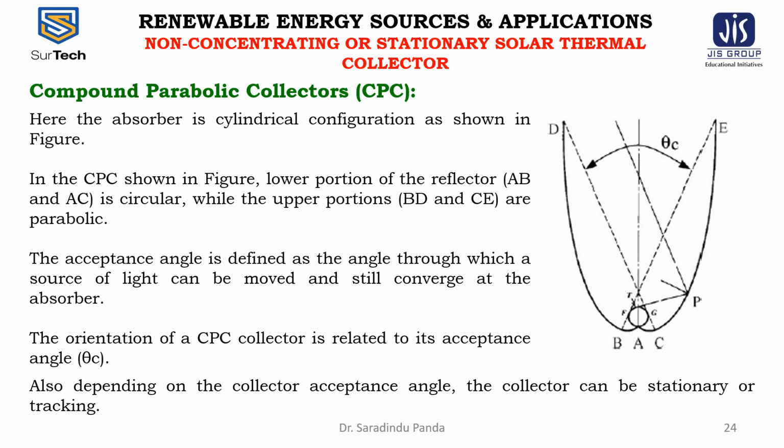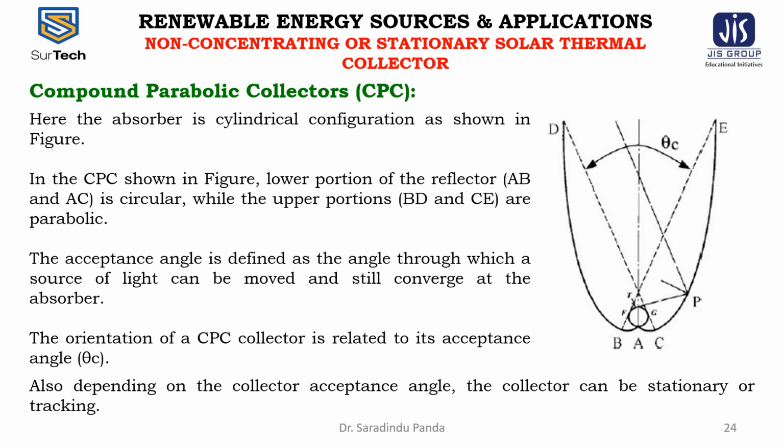In the CPC shown in the figure, the lower portion of the reflector, AB and AC, is circular, while the upper portions, BD and CE, are parabolic. As the upper part of the CPC contributes little to the radiation reaching the absorber, it is usually truncated, thus forming a shorter version of the CPC, which is also cheaper. CPCs are usually covered with glass to keep dust and other materials from entering the collector and thus reducing the reflectivity of its walls.